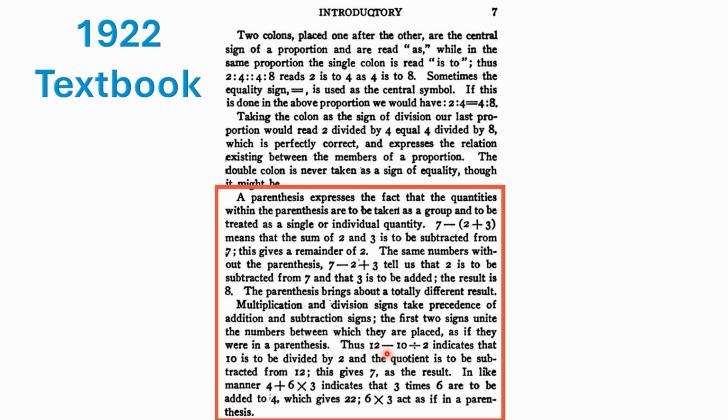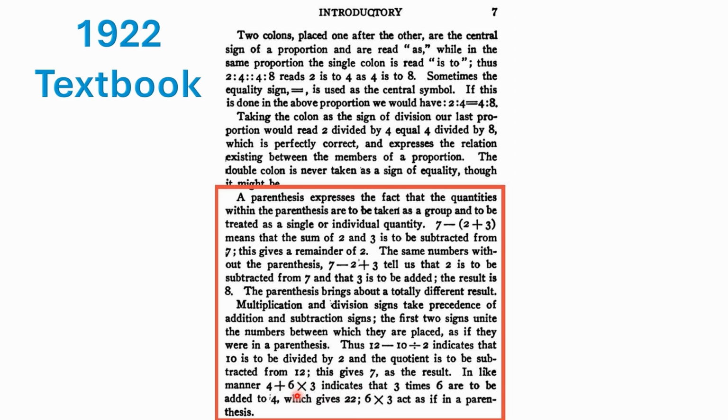And here's an example. 12 minus 10 divided by 2 indicates that the 10 is to be divided by 2 and the quotient is to be subtracted from 12. This gives 7 as the result. In like manner, 4 plus 6 times 3 indicates that 3 times 6 are to be added to 4, which gives 22. So notice here, you're solving 6 times 3 first. Multiplication has precedence over the addition. You don't add 4 plus 6, get 10, multiply 10 times 3 and get 30.